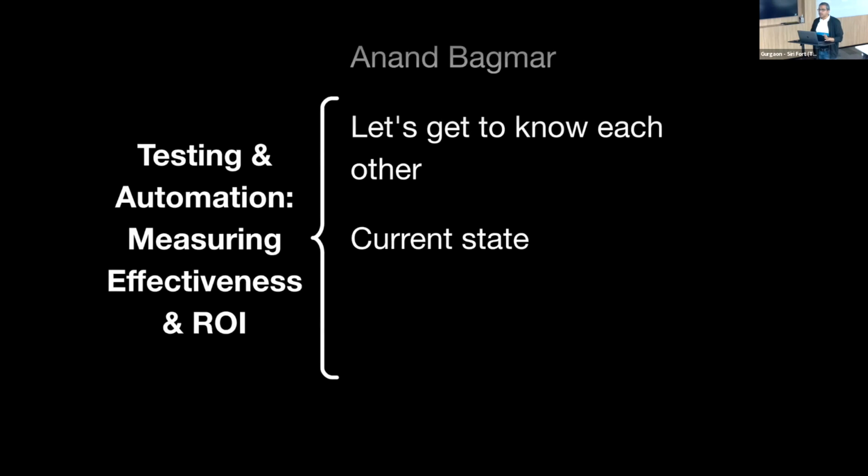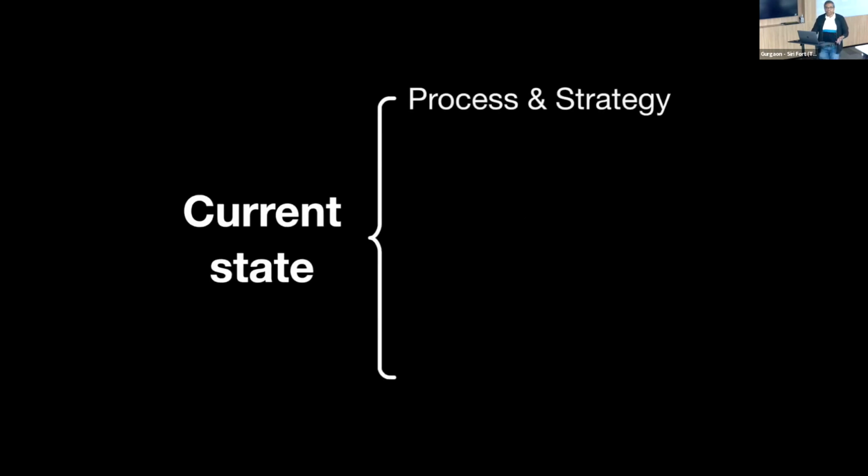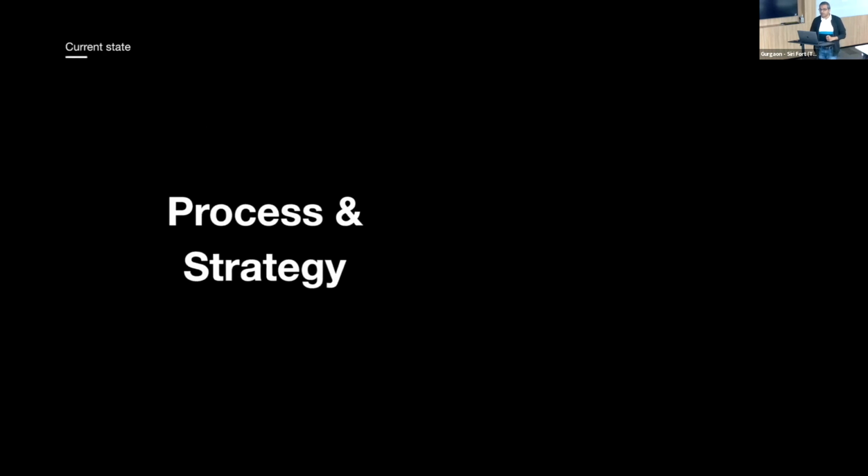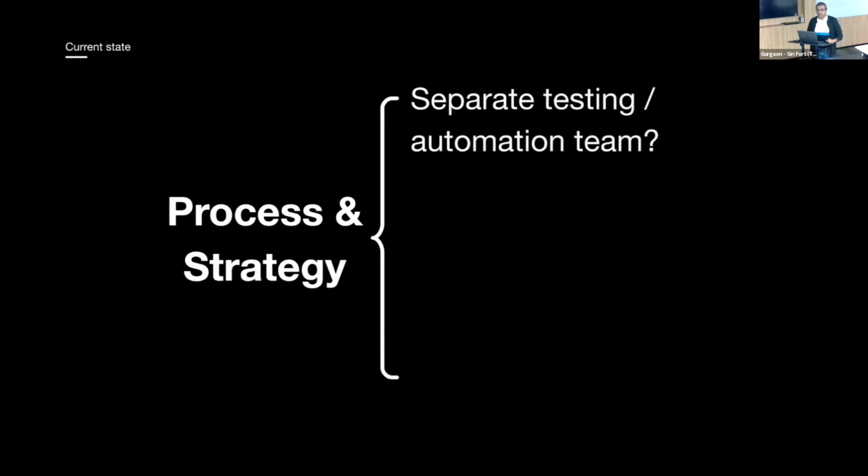And in the current state of a project, what do we want to understand? There are different aspects. From a process and strategy perspective, let's start off from there. Again, this is where I'm going to need a lot of interactions. In your current teams, do you have a separate testing or separate automation team? Hands up if you do.